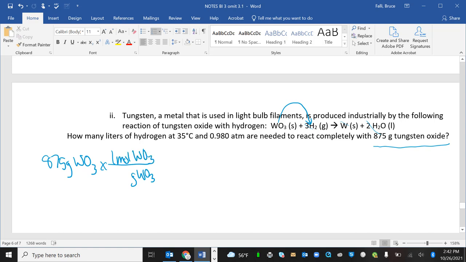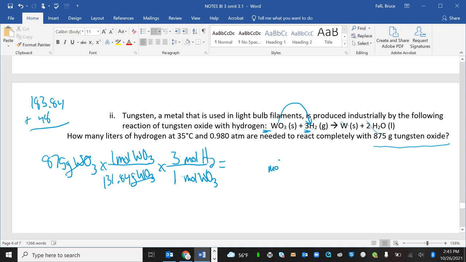And W is tungsten, it's number 74, so 183.84 plus 48 equals 231.84. Now I'm going to get rid of moles of WO3 and convert it into moles of hydrogen. Moles over moles, use coefficients. So one WO3 will give me three hydrogens. And this will give me moles of hydrogen, which isn't what I'm looking for. I admit that. I'm looking for liters of hydrogen.